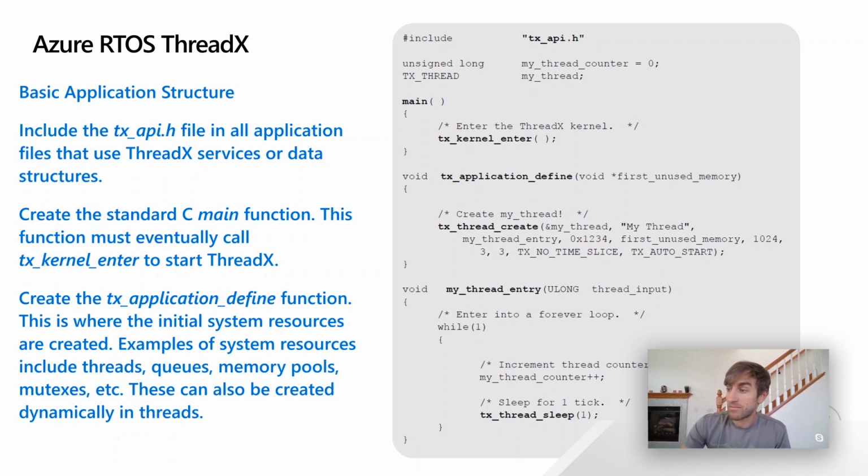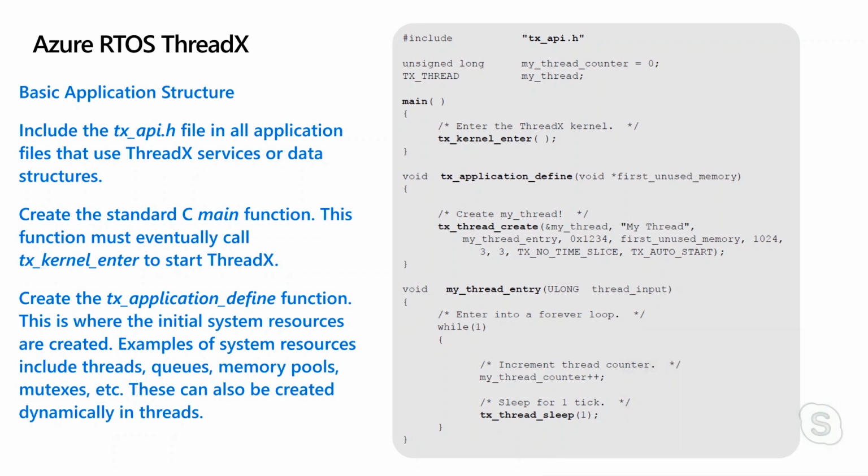And then at the bottom of this file is my_thread_entry. So that would be the entry function for the thread you've created. And every thread is basically just an infinite loop. I mean, if a thread is going to continuously run, it's typically an infinite loop. And all this thread does, to keep it really simple, is increment a counter and sleep for 1 tick.